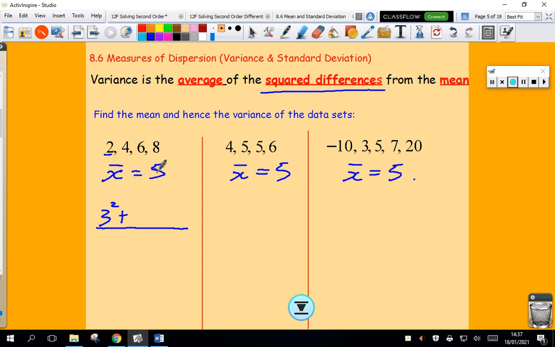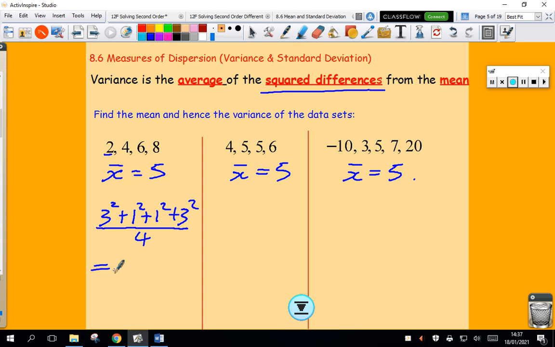4 is only 1 unit away from the mean of 5, so I'm going to square that 1. 6 is also just 1 unit away from the mean 5 here. And then 8 is 3 units away from the mean, so I'm going to square that. So I'm squaring all the distances away from the mean, and then take an average of all those square differences. I take an average by dividing by the number of square differences. There are 1, 2, 3, 4 square differences here, so I'm dividing by 4.